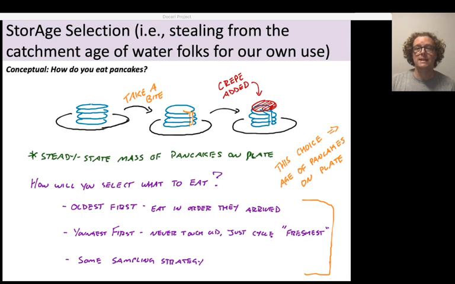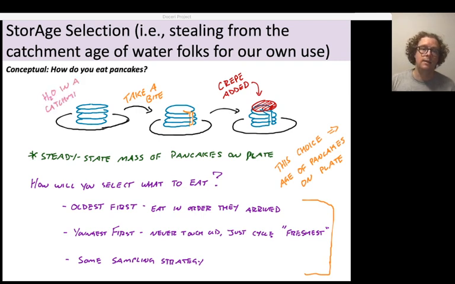So if you always eat from the top, the old pancakes are just going to keep getting older. If you always eat from the bottom, you're going to end up with a stack of pancakes that approaches some steady state profile of age. If you do something more complicated, you get a more complicated age of pancakes distribution.